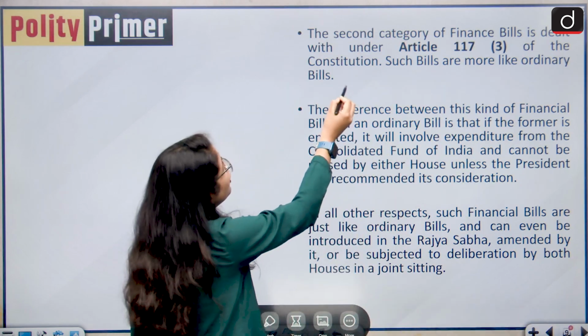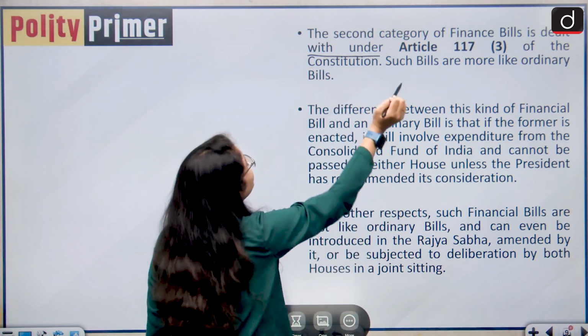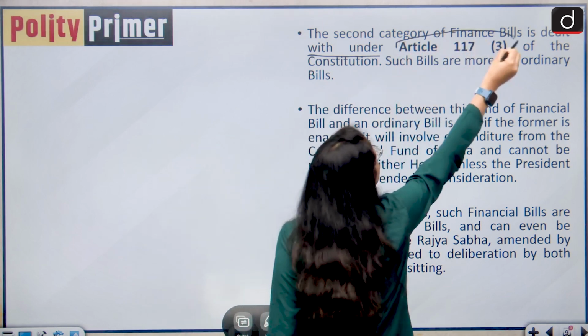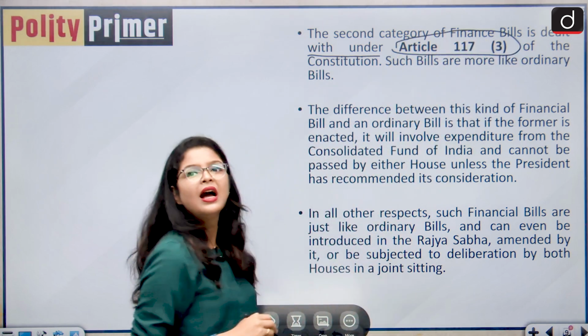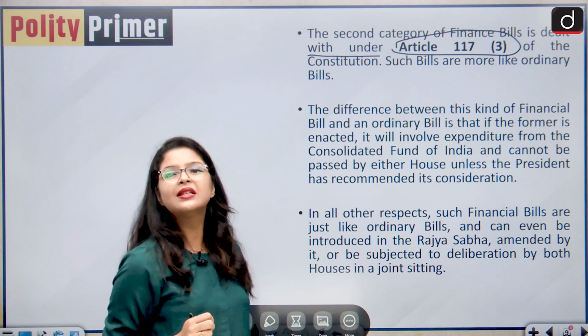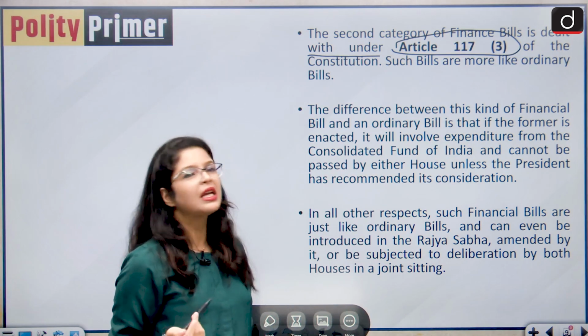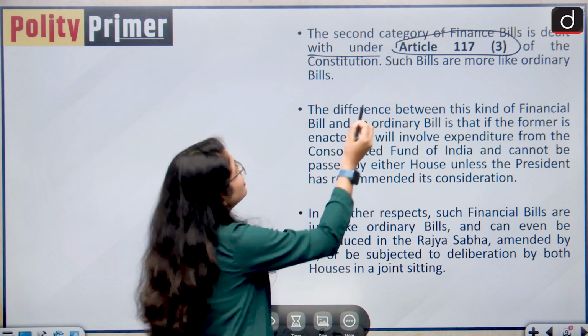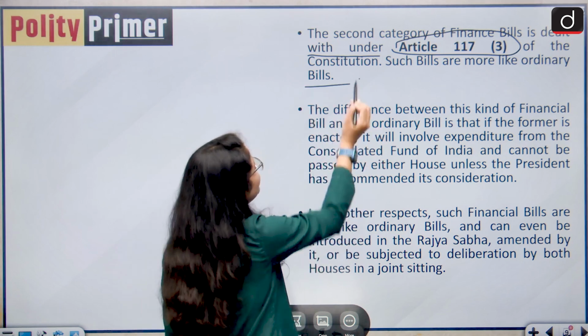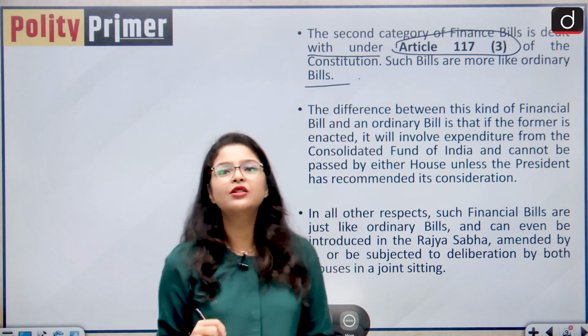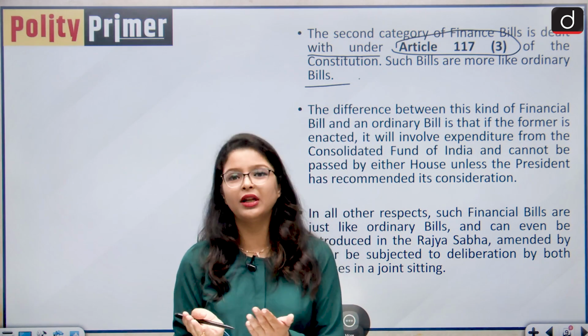Then the second category of finance bill is dealt with under article 117 clause 3 of our Indian constitution. Kindly remember these articles as they can be useful in your prelims examination. Such bills are more like ordinary bills. So financial bills of category 2 are more like ordinary bills.